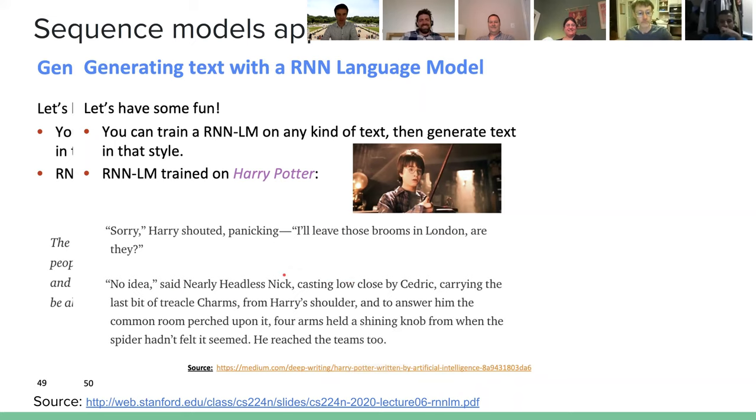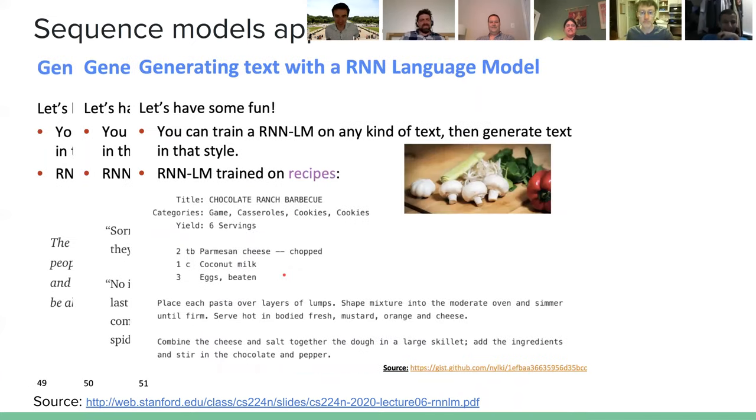Yeah. Another one I've kind of liked was on recipes. So this one is trying to make a chocolate ranch barbecue. You all know it's very famous. You're gonna need a lot of Parmesan cheese, coconut milk, 3 eggs. The execution is kind of filled with flaws, but you place your pasta over layers of lumps. I don't know what that means. You shape them. You mix them with oranges and cheese. At some point, you serve them hot, and there's an oven at some point. Yeah, moderate oven, simmer. I doubt you're going to make anything tasty, but I found it interesting, you know?